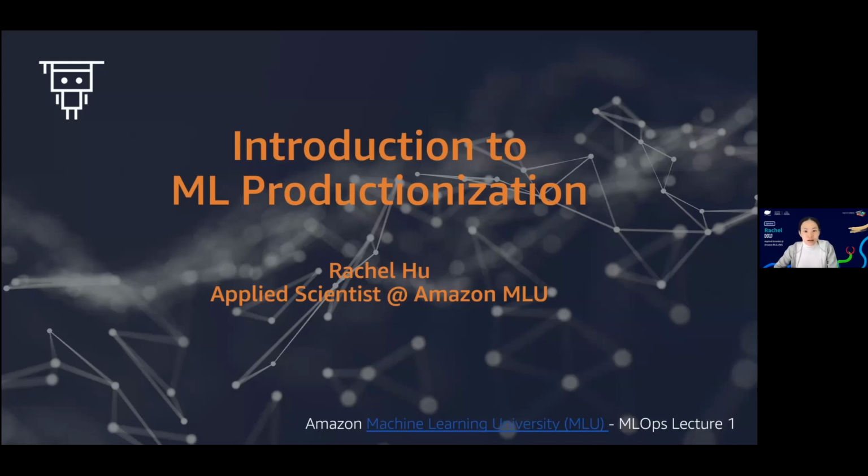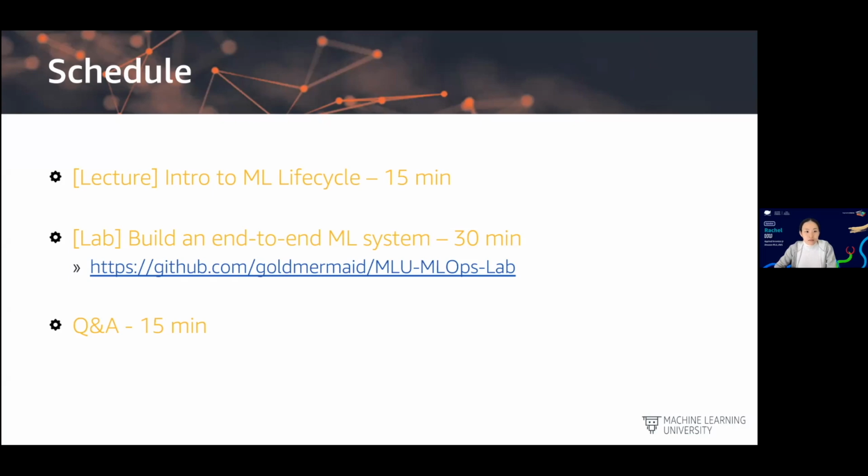So let's get started. Here's the schedule for today. For the first 15 minutes, we're going to have an overview of what an end-to-end machine learning lifecycle looks like: where we get the data, how we deploy the models, and monitor them in the end. Then we're going to build an end-to-end machine learning system. It's a toy system, super simple, but you can always reuse it for your specific use case. That will be in the lab, and it will take about 30 minutes. And I will also leave the last 15 minutes for Q&A.